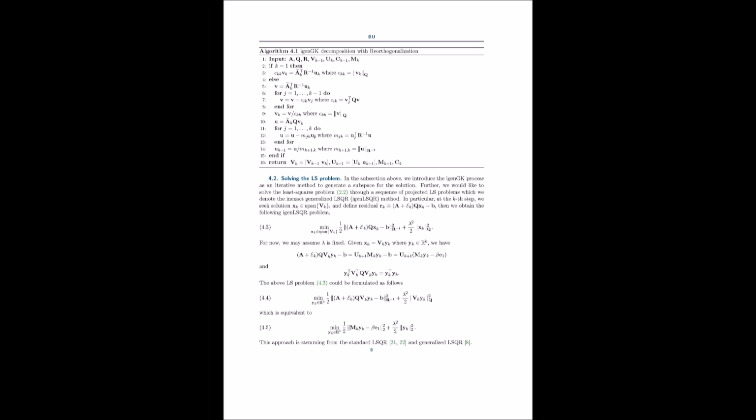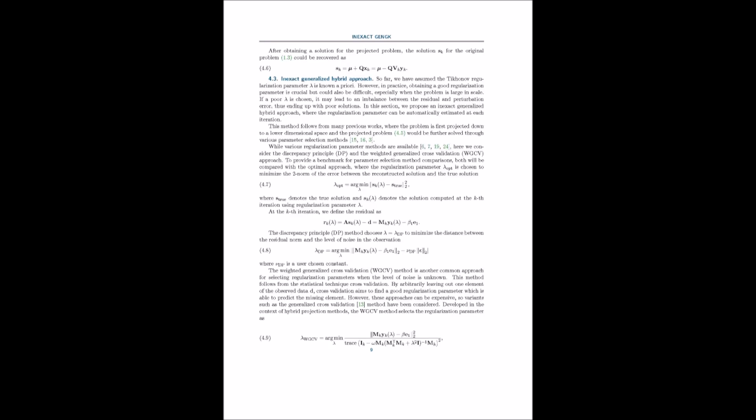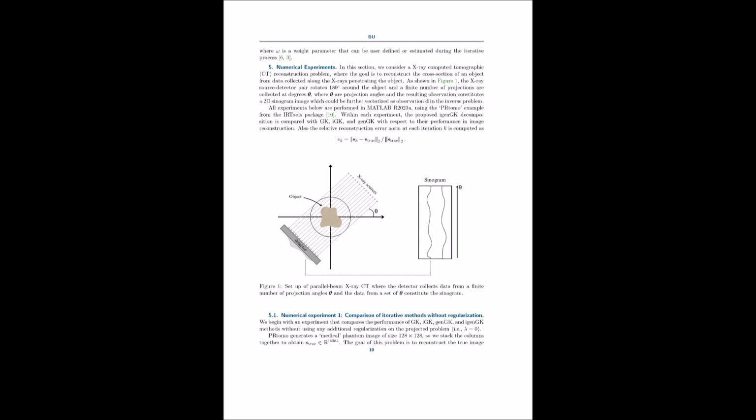And it works. The results are pretty amazing. Figures 2 and 3 show that even with significant errors in the forward model, the igenGK hybrid method can still reconstruct a pretty darn good image. So it can see through those imperfections in our model, in a way. It can.